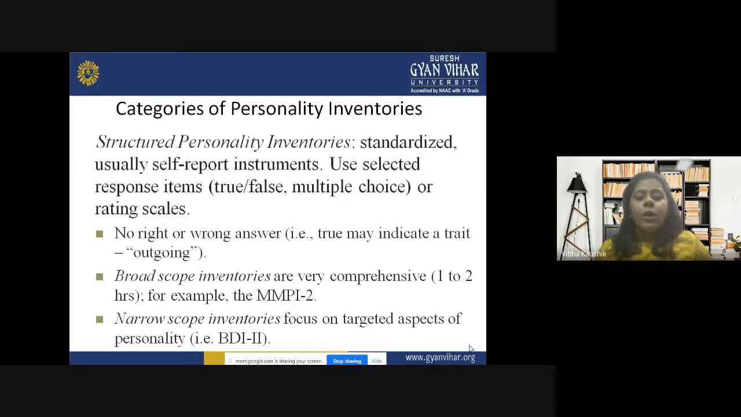Broad scope inventories are very comprehensive, means it's in detail. 1 to 2 hours will be there. For example, the MMPI-2. Narrow scope inventories focus on targeted aspects of personality, and the narrow scope inventory that has been developed or constructed focuses on a targeted aspect of the personality. That is VDI-2.